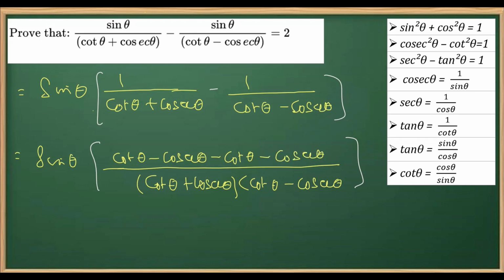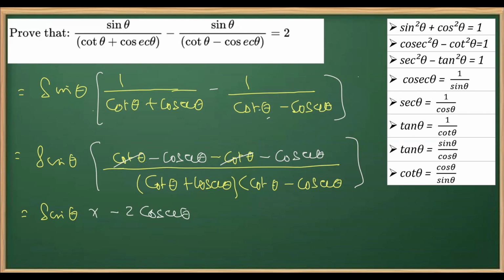Now what is getting cancelled here? I can see that here cot and minus cot get cancelled. So what we are left with, outside we have a sine theta. I'll copy it as it is, and then you have minus cosec and another minus cosec. What I mean to say is that we have minus times cosec theta here, and another minus cosec here. So it should give you minus 2 times cosec theta.